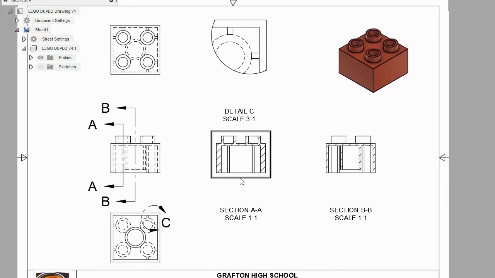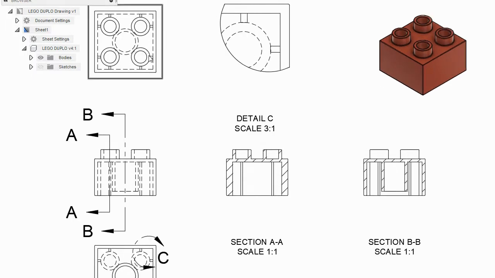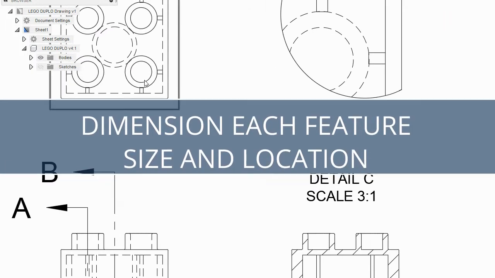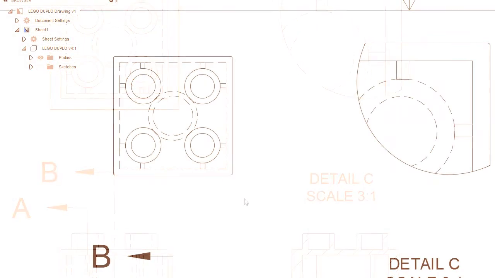When looking at the cylinders on the top, we don't want to dimension the diameter of the cylinder in one of the side views or the bottom. We're going to dimension the top. For that feature, we need to dimension its size and location along with all the other features.